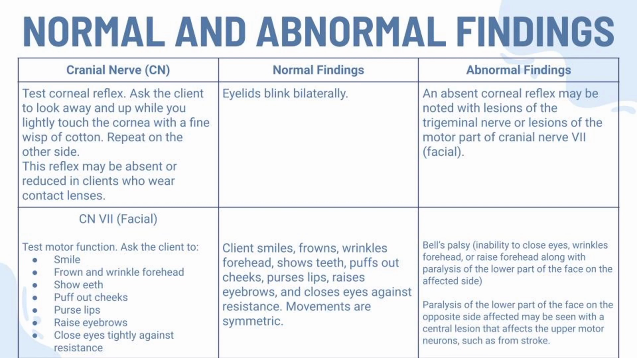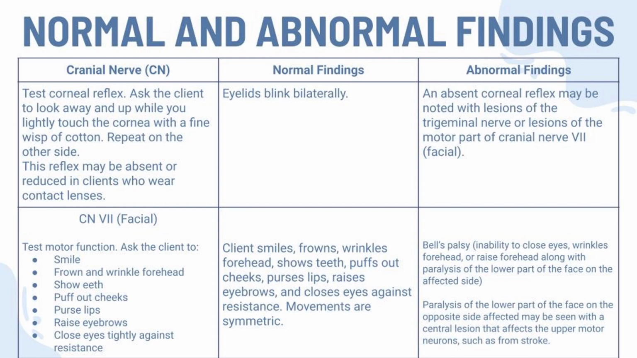The next cranial nerve is cranial nerve number 7, which is also known as the facial nerve. To test for motor function, ask the client to smile, frown, and wrinkle forehead, show teeth, puff out cheeks, purse lips, raise eyebrows, close eyes slightly against resistance.